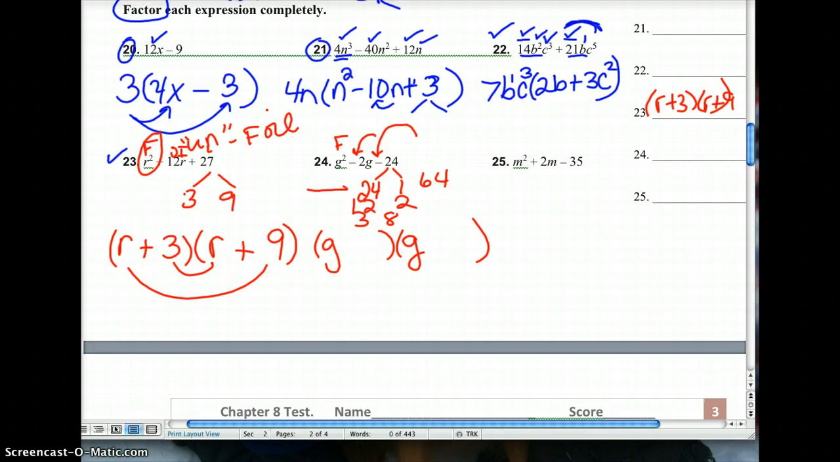So is there any way to get a negative 2 out of those? No. No. No. But this pair I certainly can as long as the 6 is negative. So I'd have minus 6 and plus 4. Again, I would FOIL it to check it.